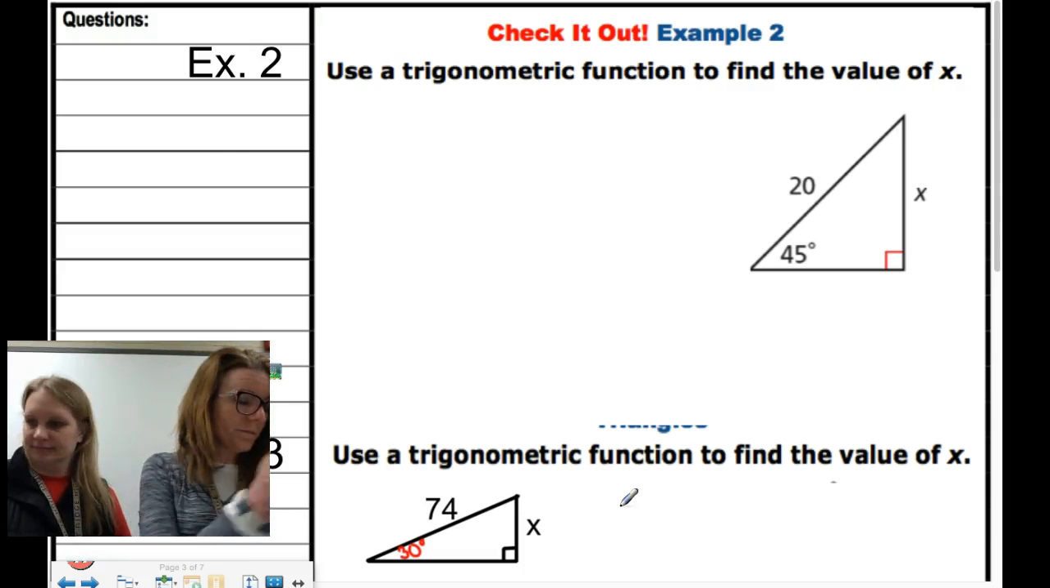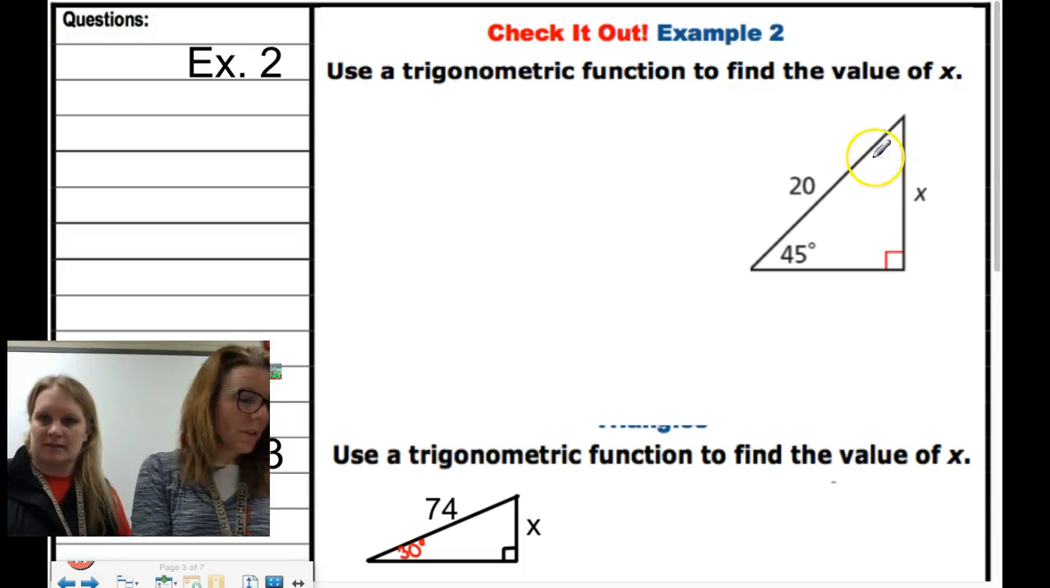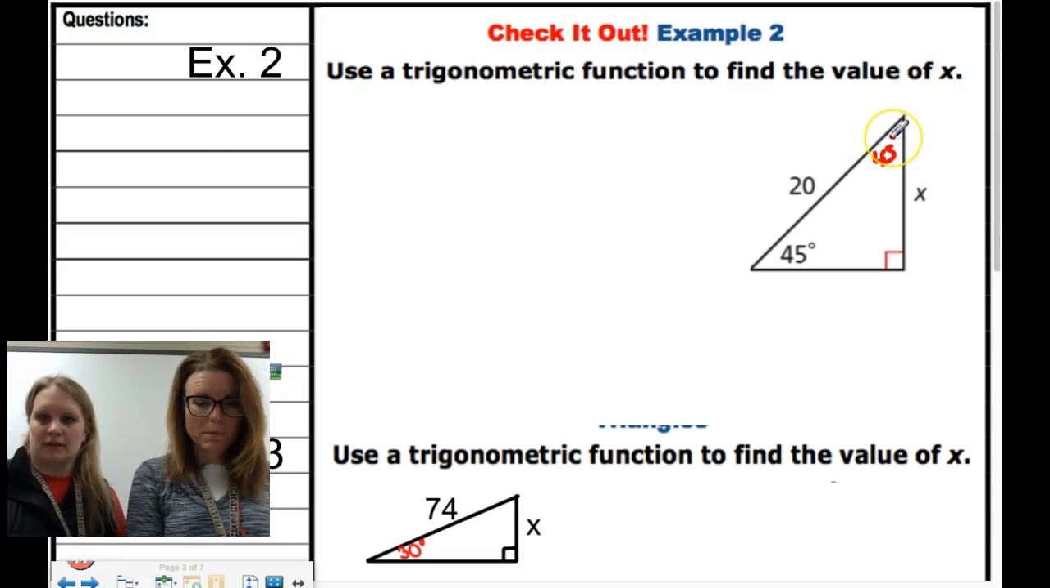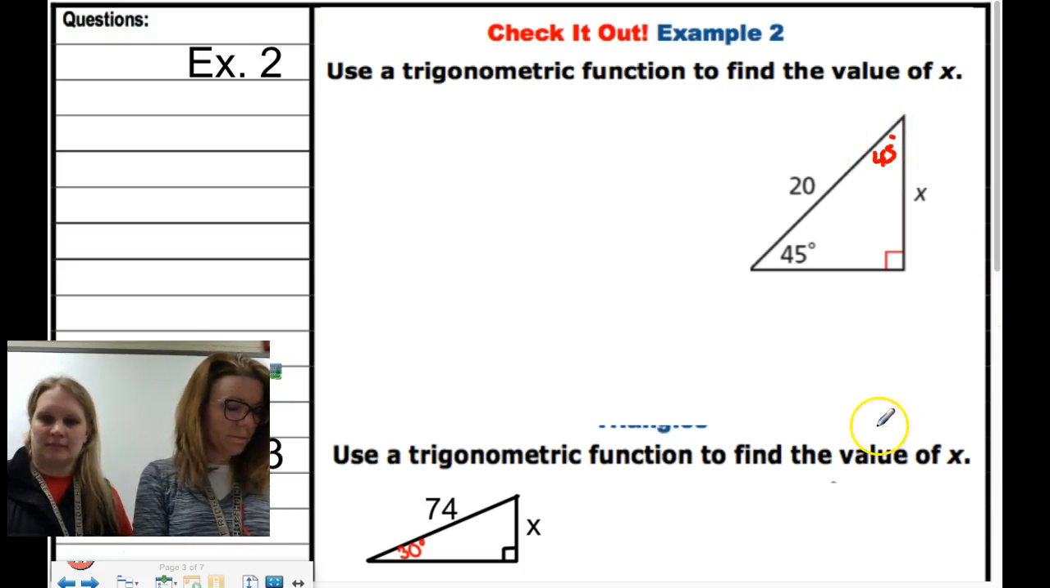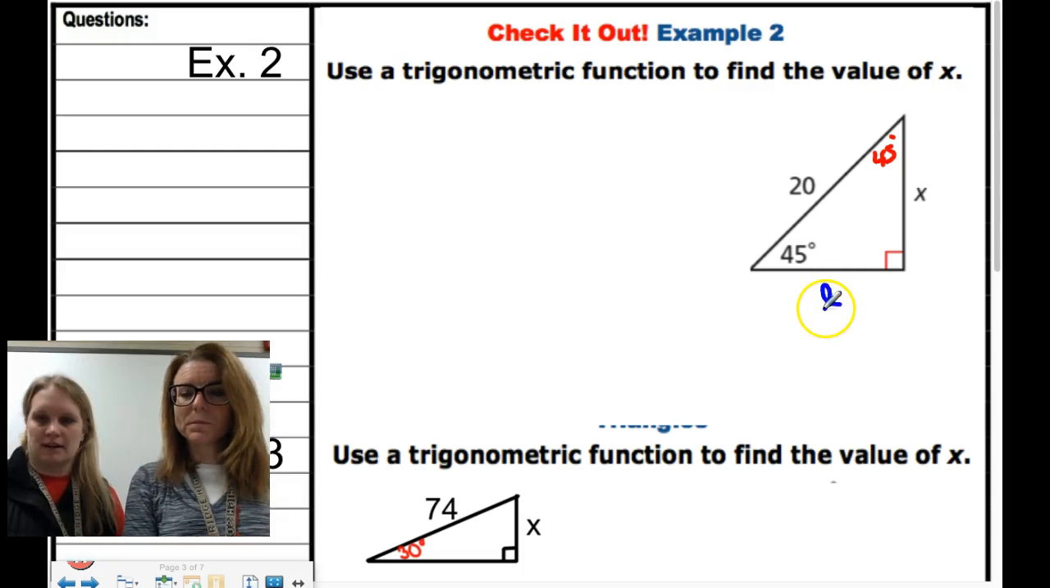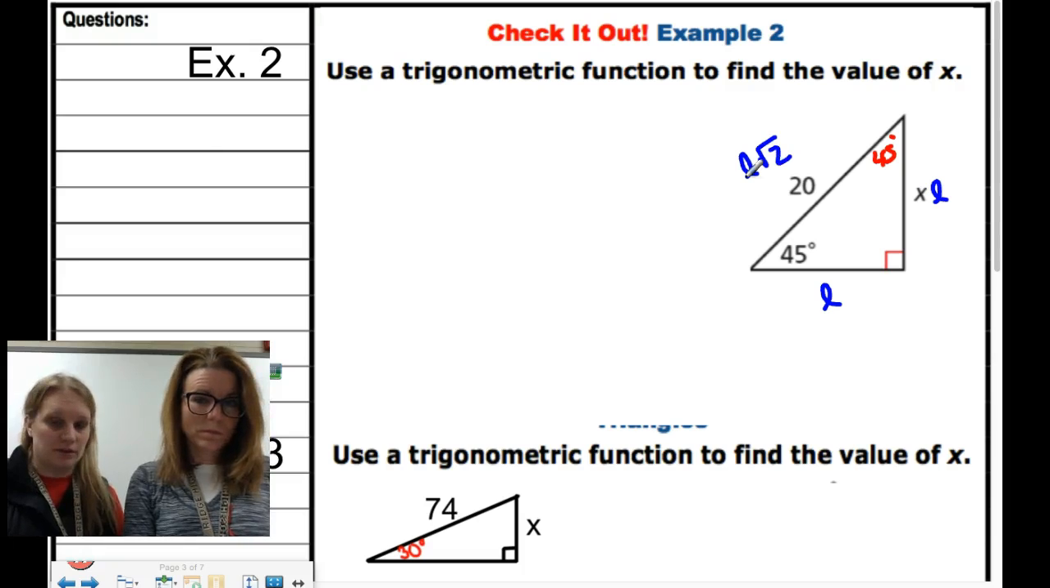So here, we have example number 2, a 45/45/90. You can label your sides. I'm going to label mine L, L√2. Or you could label them X, X√2, whatever works for you.